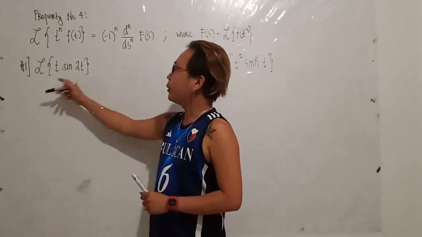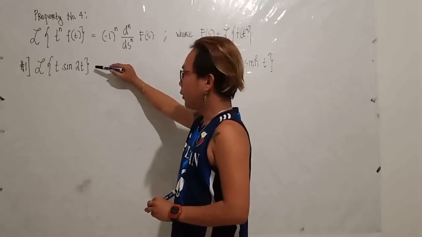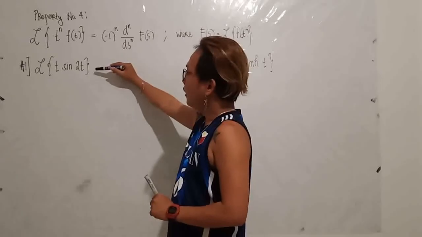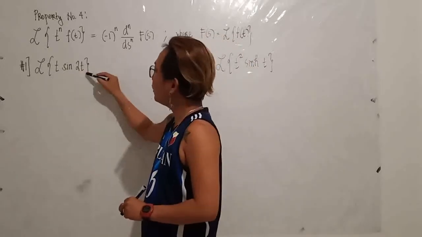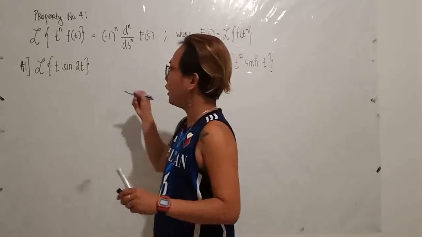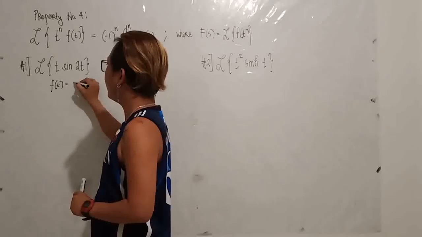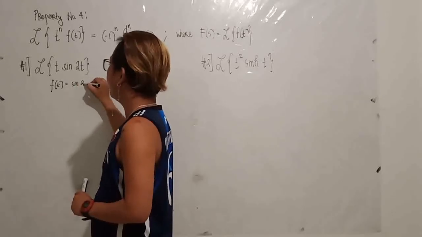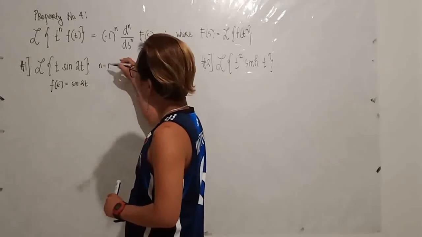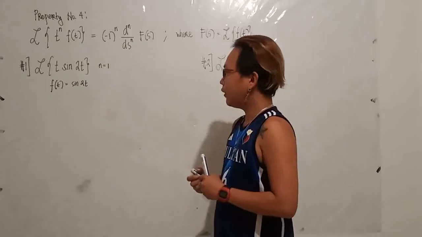Okay, for example, you have your example number 1. The Laplace transform of t sine of 2t. In this form, you have t, then the f of t will be sine of 2t. Now you will have the f of t as sine of 2t, and the value of n is 1. So you just have to undergo the first derivative.